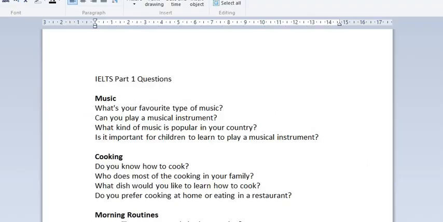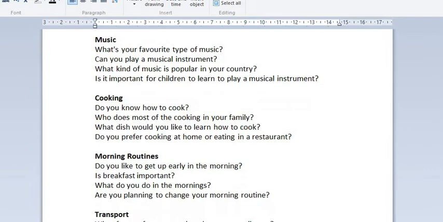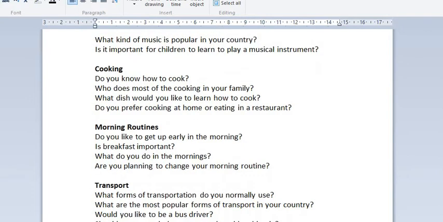IELTS Part 1 questions are often asked in small groups of similar questions. For example, you may be asked a few questions about music or about cooking. Here we can see several different Part 1 questions and how they're grouped together.